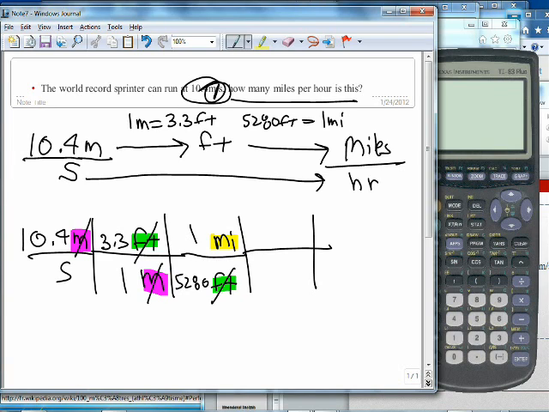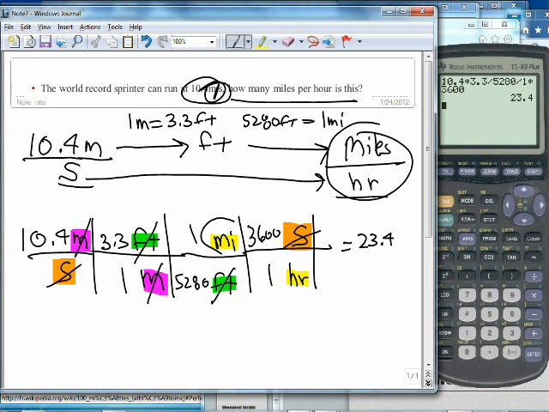Now I'm going to do seconds to hours. So that means the seconds must be on top. And the hours must be on the bottom because I want it miles per hour. So that means the miles must be on top and the hours must be on the bottom. And I'm going to cancel those out. How many seconds are in an hour? We have 3,600 seconds in an hour.